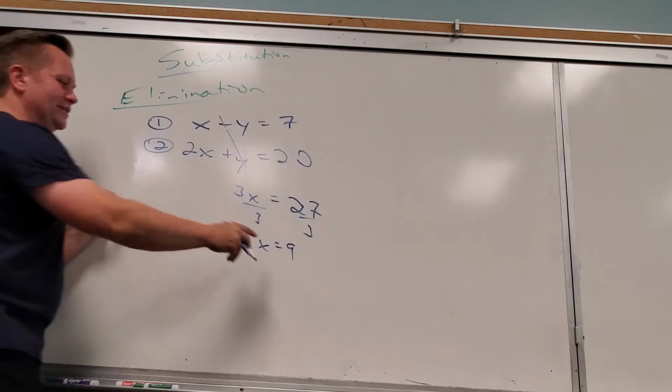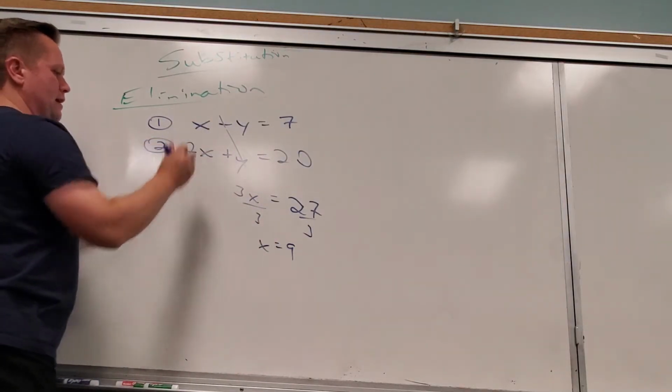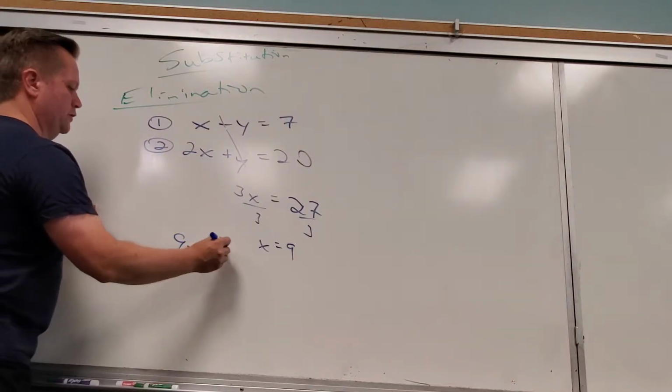All right. So x is 9, and then what do you have to do? Plug in 9. Plug it in. So if I'm plugging in this guy, 9 minus y equals 7.